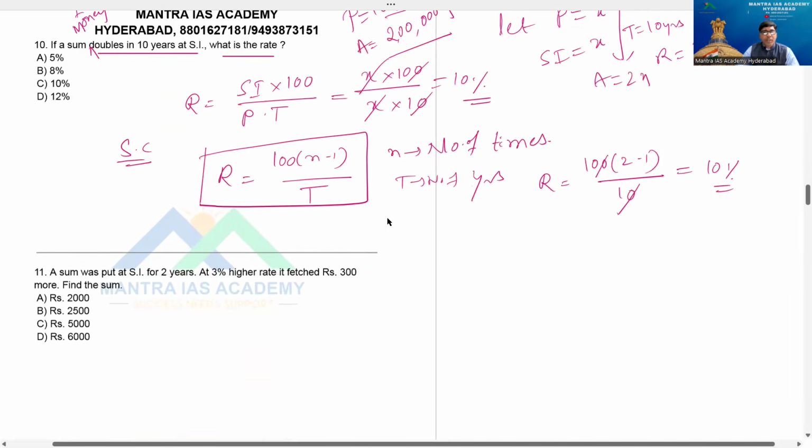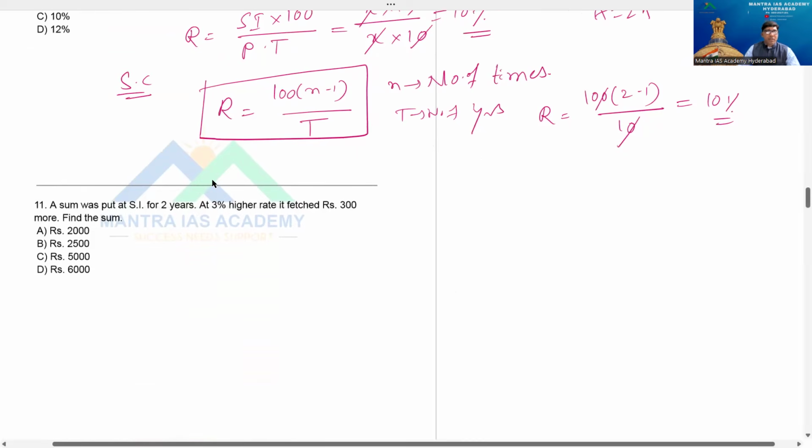A very important shortcut, please remember: 100 into (n minus 1) by T. I'll use this term as NTR. N is the number of times, T is the number of years, R is the rate percentage. So, the 11th question.